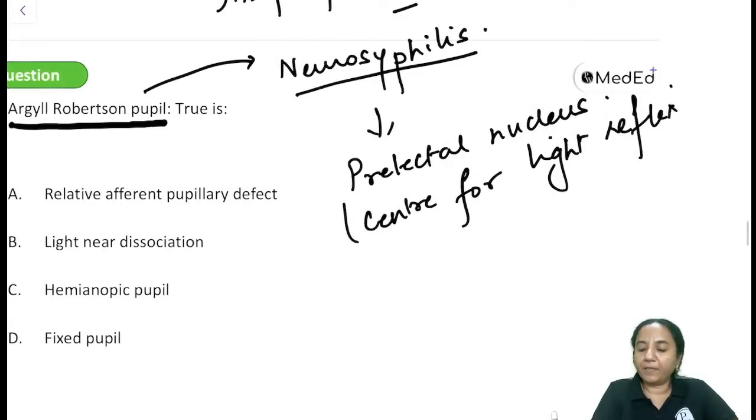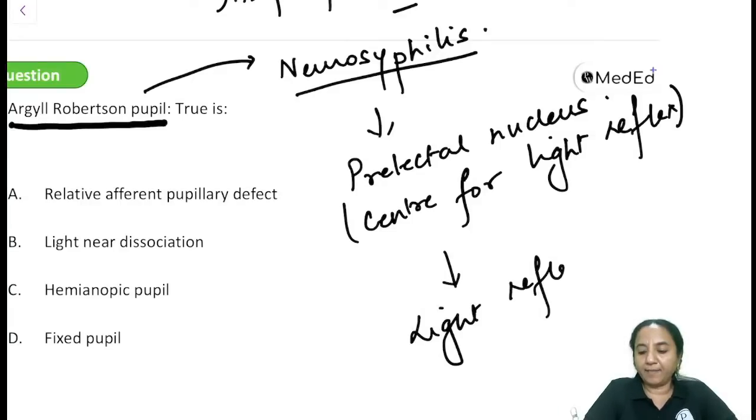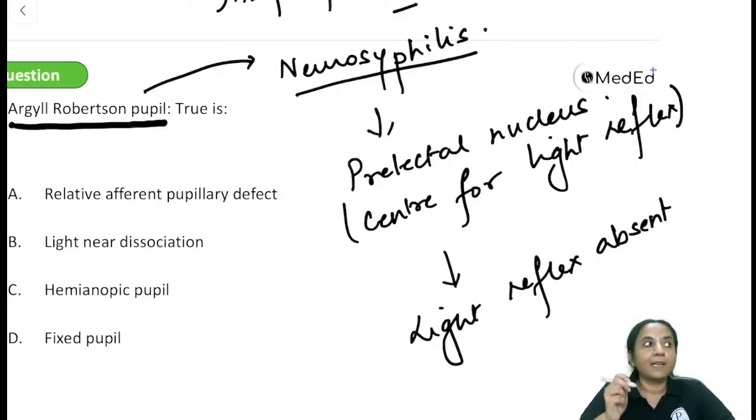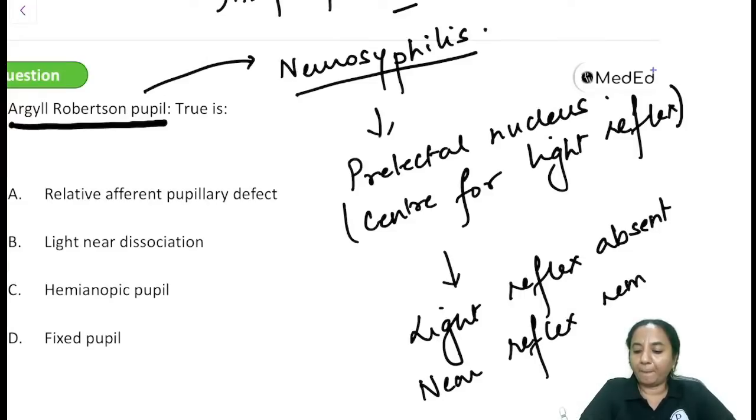So what happens if the pretectal nucleus goes? If the pretectal nucleus goes, then the light reflex will go. So the light reflex is absent. But what about the near reflex? The center for the near reflex is in the ventral midbrain. So even if the pretectal nucleus goes, the near reflex will remain. So near reflex is present.